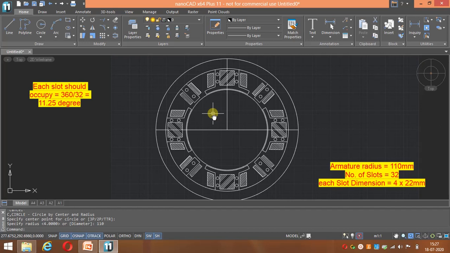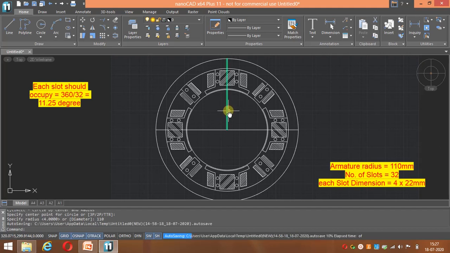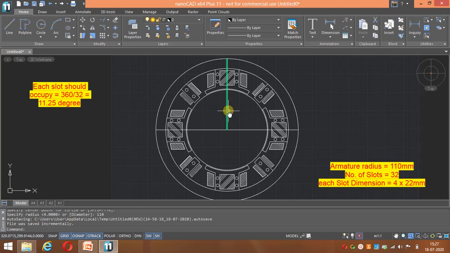Okay, so the angle is what? 11.25. So before that, what is the width of the armature slot? It is 4 cross 22, right? The width is 4. It means, let me go with an offset.